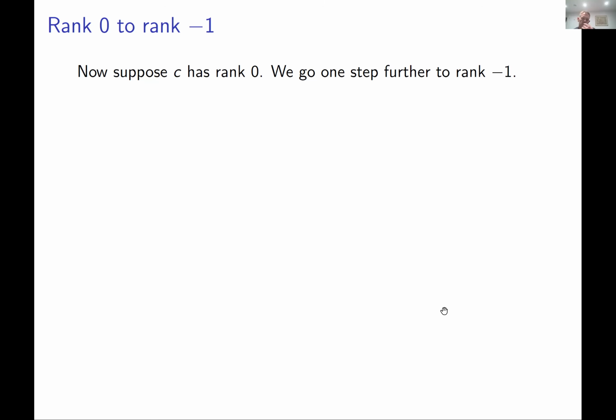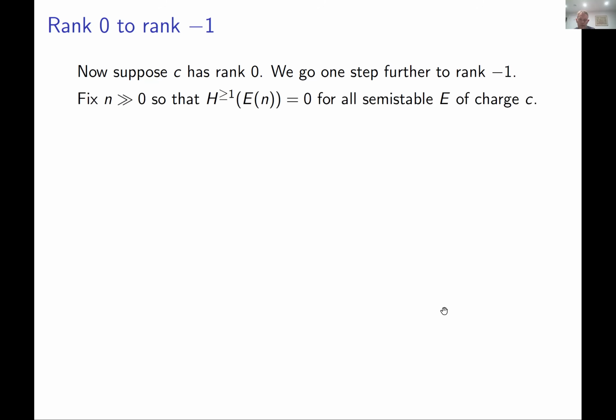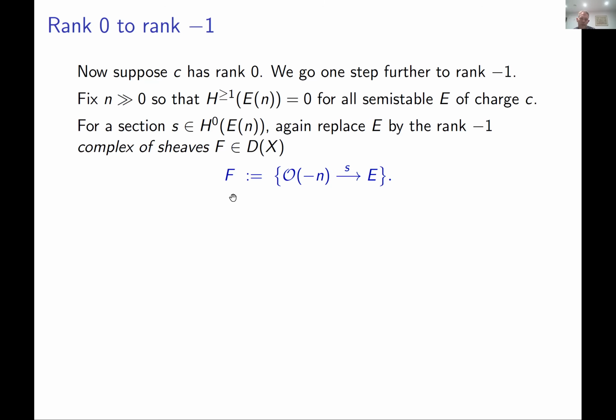Okay, so the last thing is, suppose now my E has rank 0, then we just do the same process again and go to rank -1. Again, I twist up, I assume E has no high cohomology. I take a section, and now what I do, instead of taking the co-kernel of this section, I just take this complex here. So I take the section and I form this complex. So E has rank 0, this has rank 1, but in terms of the complex, this is in degree -1. I moved it over here.